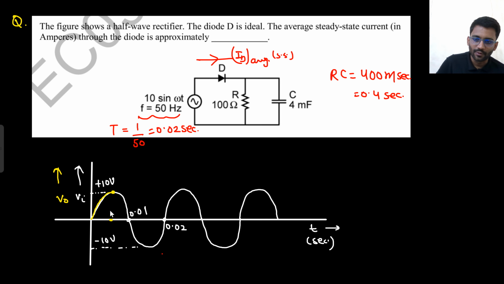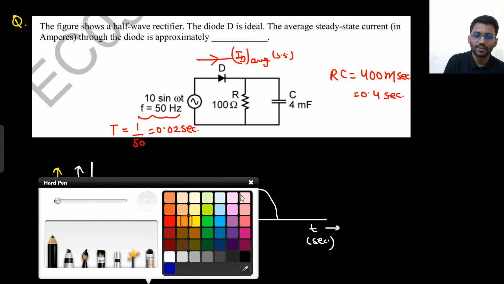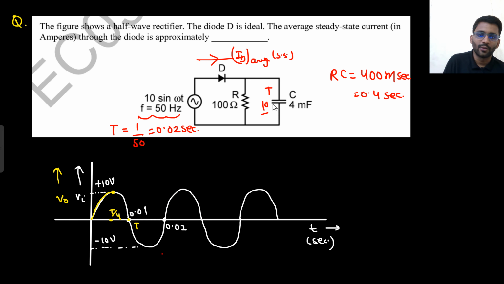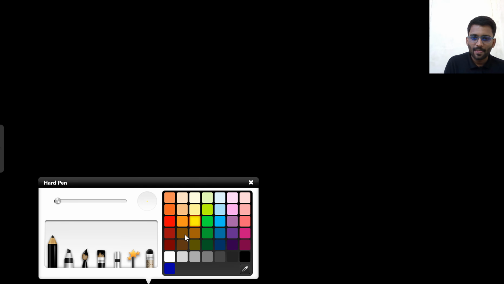Let's call this T by 4 and this T. Now the capacitor is charged to 10 volt. Here we have 10 volt and here somewhat less than 10 volt, let's assume 9.9 volt at this point. That is 9.9, this is 10, so the diode will be off. If the diode is off, what will happen? At t equals T by 2 plus, the diode is off.